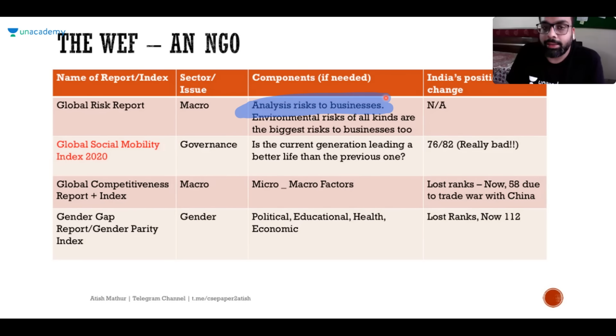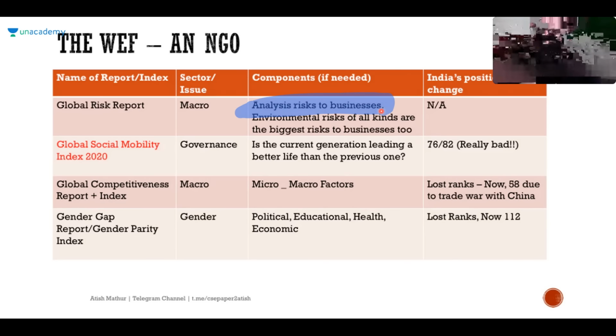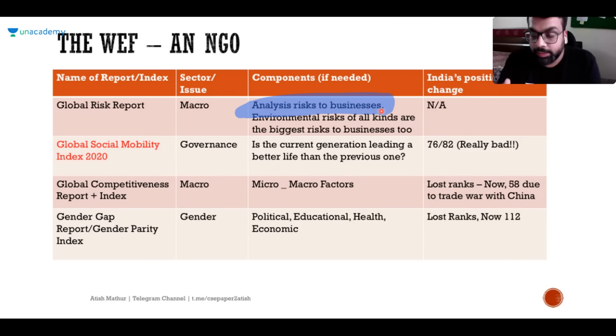And this report recently says that the biggest risk to businesses are actually environmental in nature. So, environmental risks such as man made disasters, loss of biodiversity, reduction in fertility, these are all components of the global risk report, and that's all that is needed. In fact, when biodiversity losses happen, the productivity of the environment decreases. So, the productivity of businesses decreases because businesses are dependent on the environment. So, it's kind of a vicious cycle.